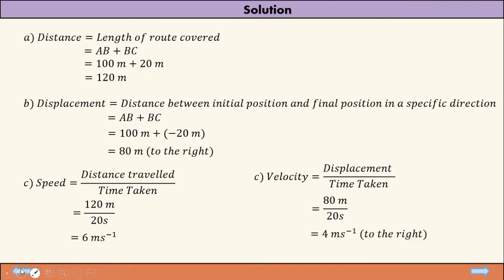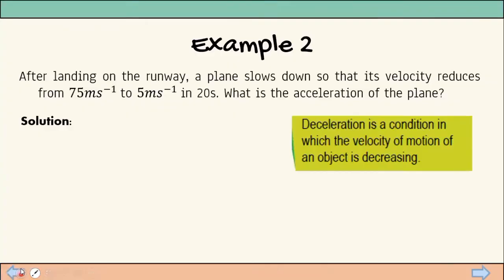Okay. So let's see the next example, example 2. In this example, it said that after landing on the runway, a plane slows down so that its velocity is reduced from 75 meter per second to 5 meter per second. Find the acceleration of the plane. So how do we determine the acceleration? What is the formula for acceleration? Final velocity minus initial velocity divided by time.